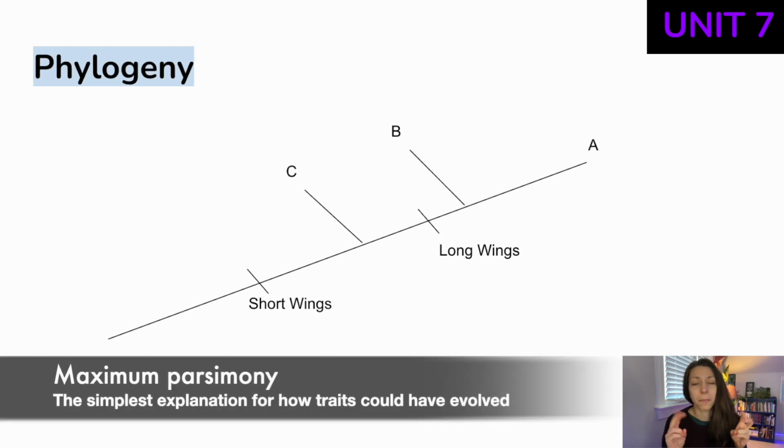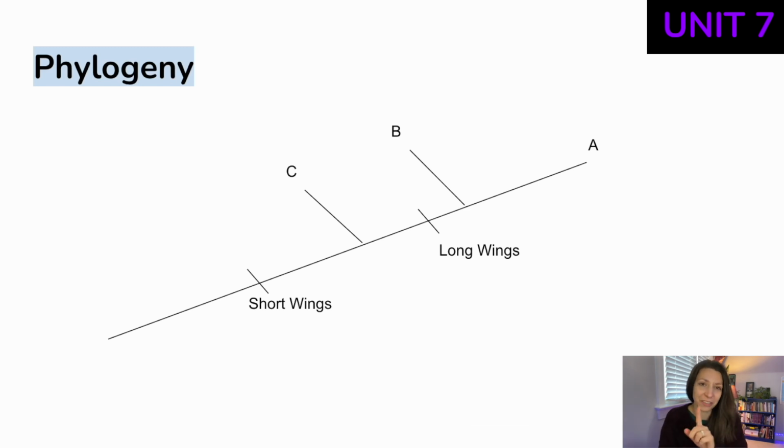That's called maximum parsimony, and it means that in most cases, a trait will usually evolve just one time instead of multiple times on multiple different branches. So if we go by that, then we want to create the simplest possible explanation for how these organisms could be related to each other. And don't worry, you'll see what I mean in just a little bit.